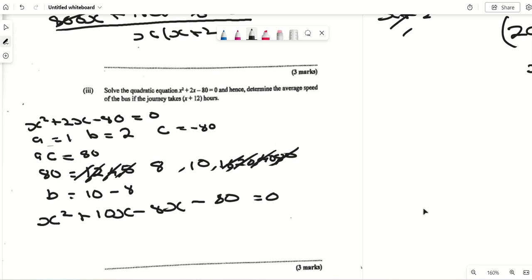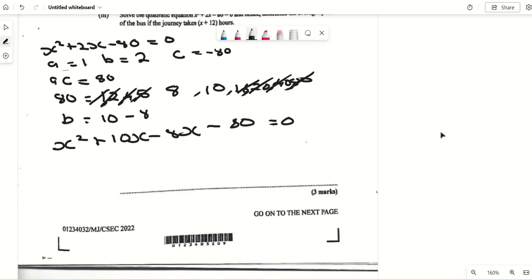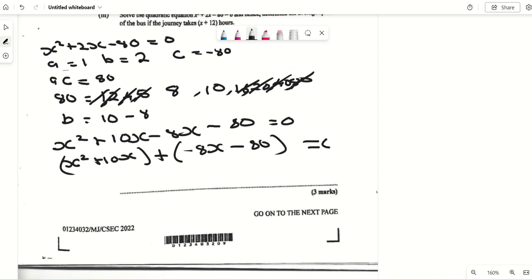We have 4 terms, and when we have to factorize 4 terms, we pair them off. The first is going to be x squared plus 10x, right? And then your next one is always plus, guys, by open bracket minus 8x minus 80, right? And this is equal to 0.